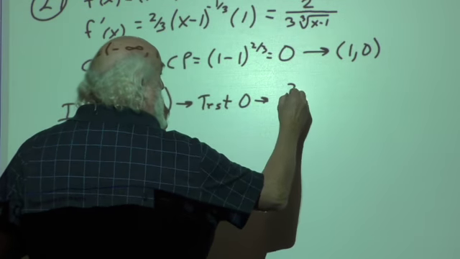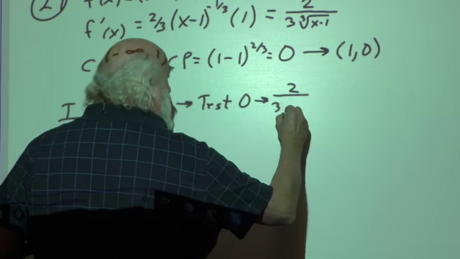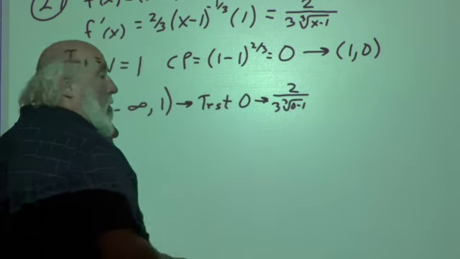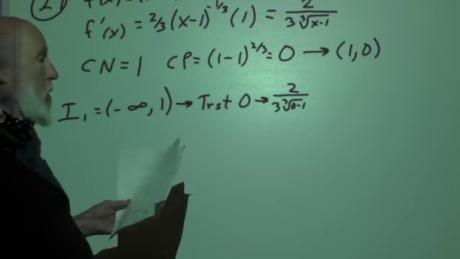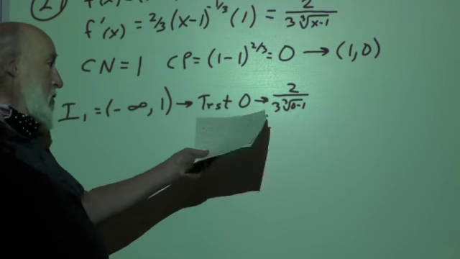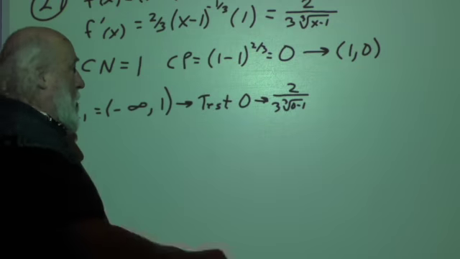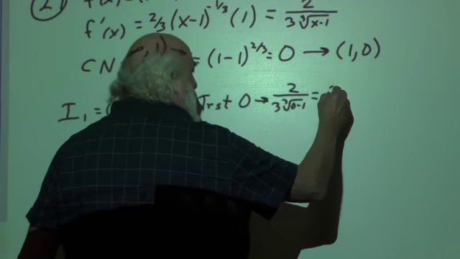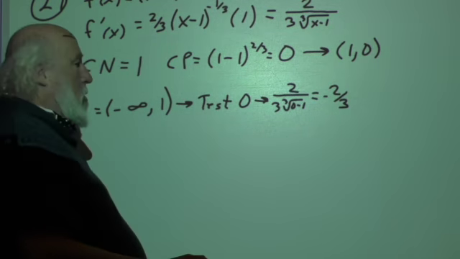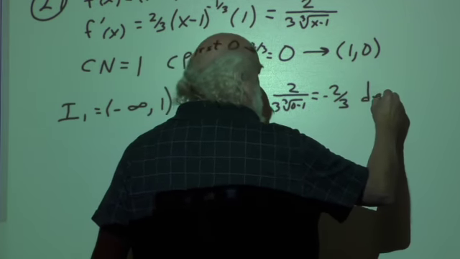2 over 3 times the cube root of 0 minus 1. Well, 0 minus 1 is negative 1. Cube root of negative 1 is negative 1. 3 times negative 1 is negative 3. So this becomes negative 2/3. That is a negative value. So that means that this is decreasing.